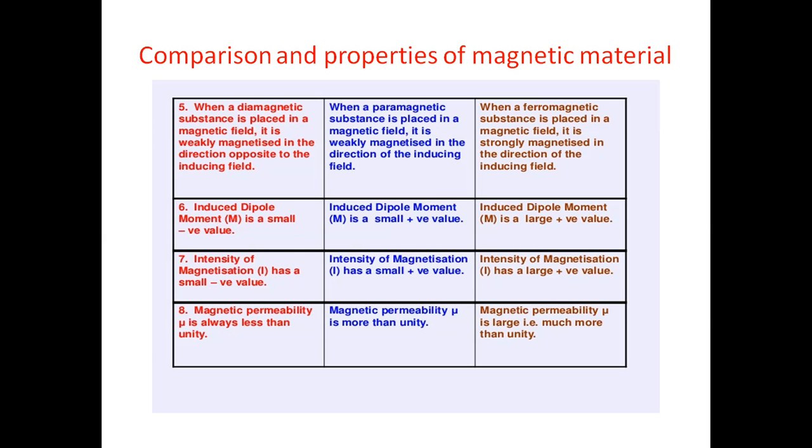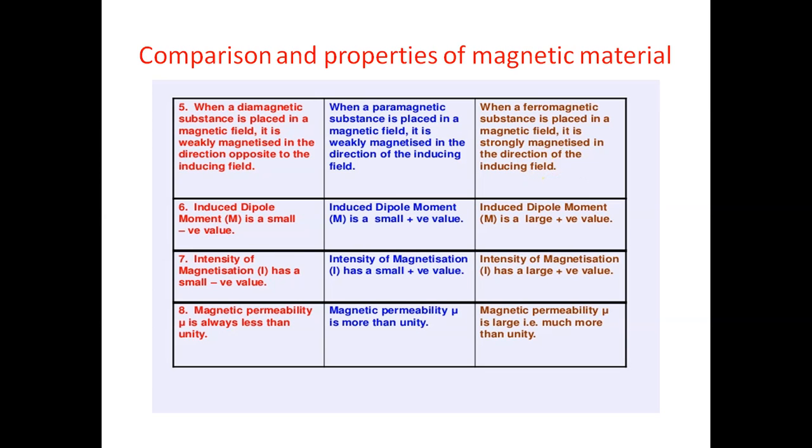Now, what is the direction of magnetization in case of diamagnetism? It is magnetized in the direction opposite to the inducing field, that is opposite to the applied field. In case of paramagnetic material, it is induced in the direction of the inducing field, and in case of ferromagnetic material, it is strongly attracted or aligned in the direction of the inducing field.